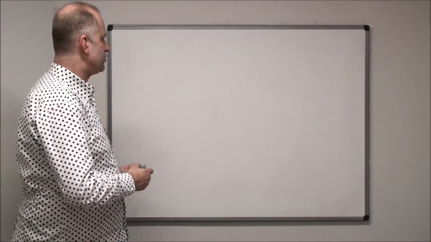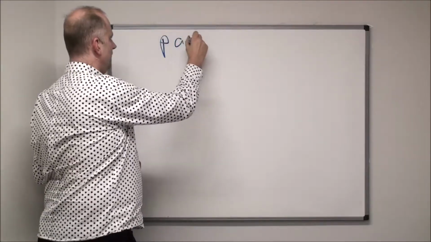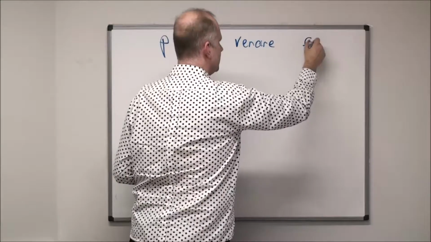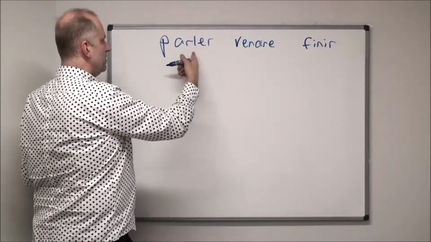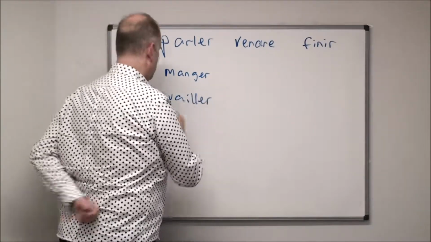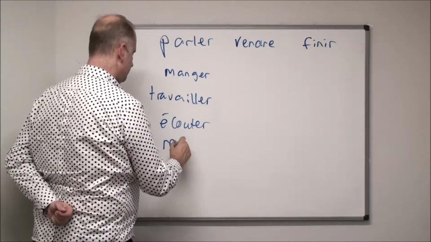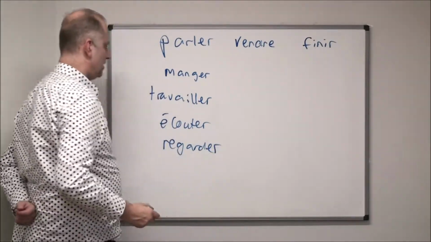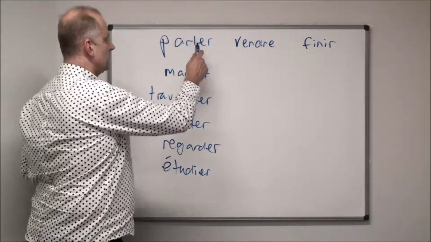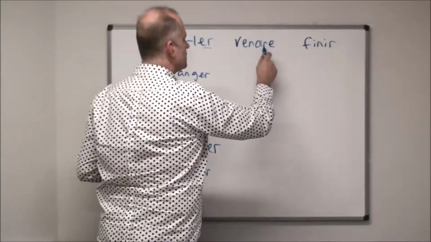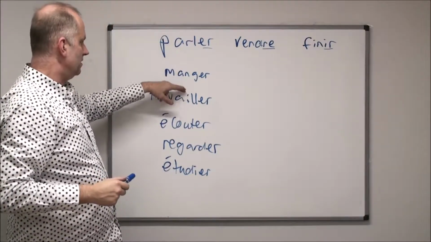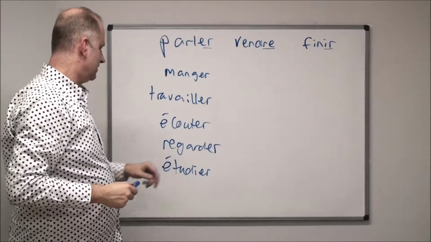Now, in French you've got verbs like parler, to speak, or vendre, to sell, or finir. Other verbs like parler would be manger, travailler, écouter, regarder, and étudier. You've got three groups of verbs: verbs whose infinitive ends in ER, verbs which end in RE, and verbs which end in IR. And the biggest group by far is the ER verbs like parler, manger, travailler, écouter, regarder, étudier.